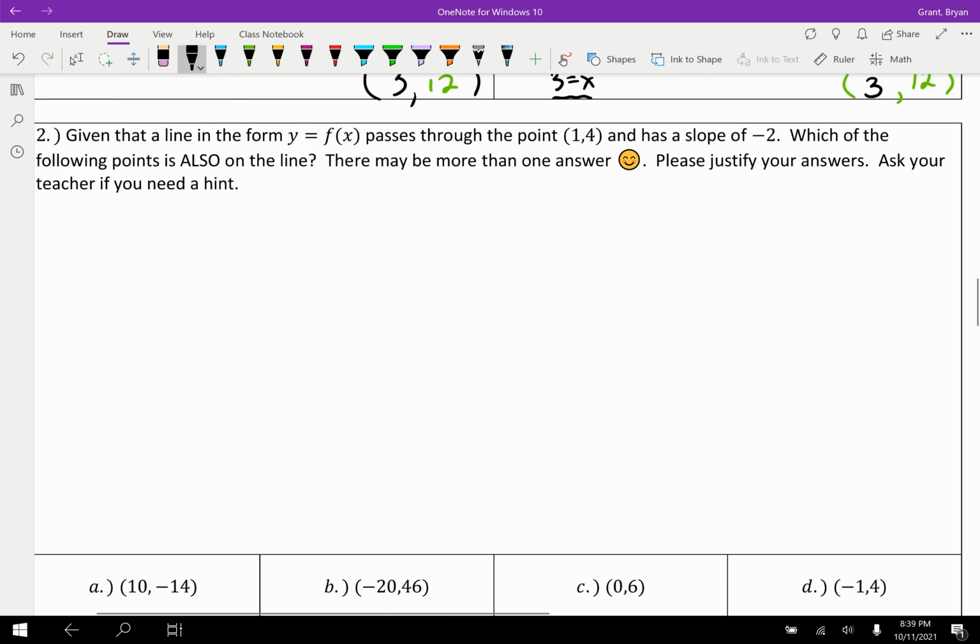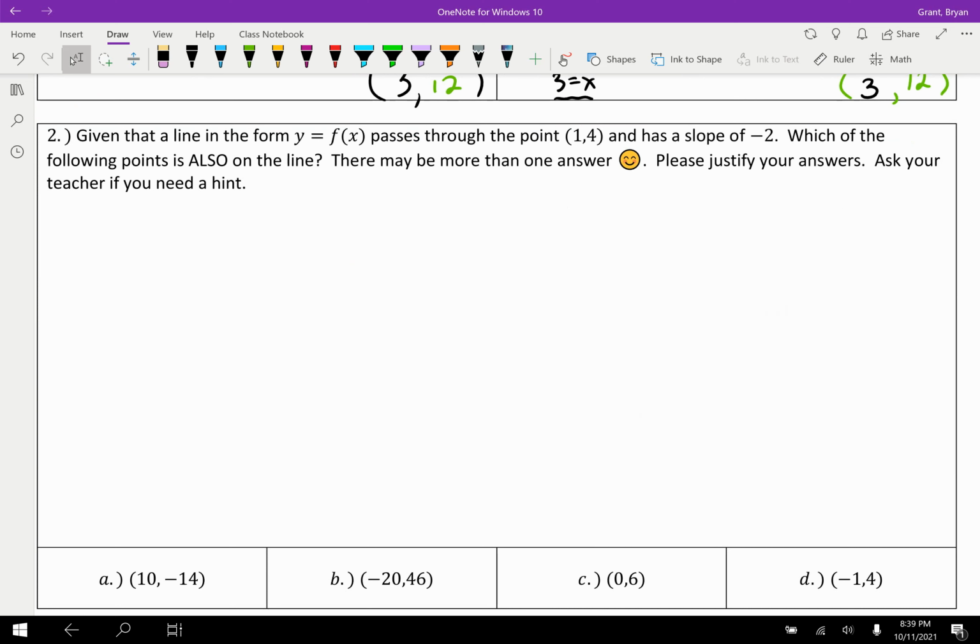All right, let's try one multiple choice question just to make sure we get that practice in, and then we have a few more for the day and we're good. Given that a line in the form y equals f of x, again, just a fancy way to say y equals stuff happening to x, passes through the point 1 comma 4 and has a slope of negative 2. Which of the following points then is also on the line? And there may be more than one answer.